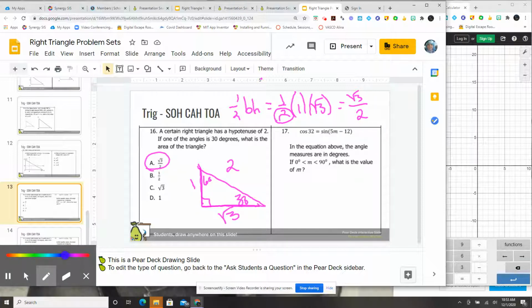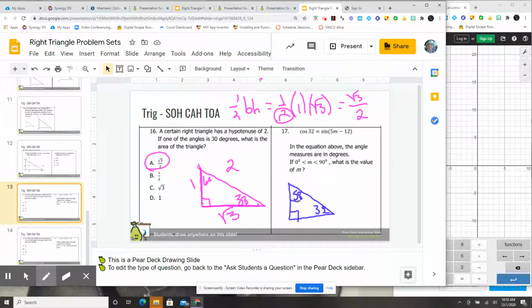In the equation above, the angle measures are in degrees, where m is between 0 and 90. What is the value of m? Cosine of 32. So if this is 32, then this is going to be 58, because those have to be complementary, right? And if this is the O, the A, and the H for the 32, then if I make this 58 pink, that's the O, the A and the H.